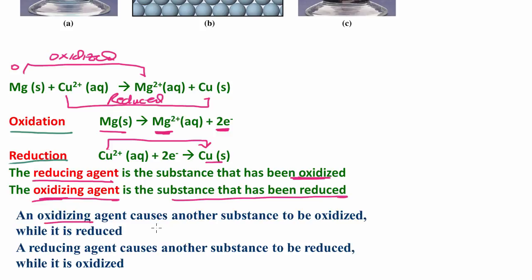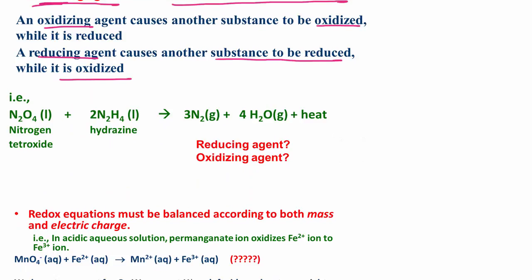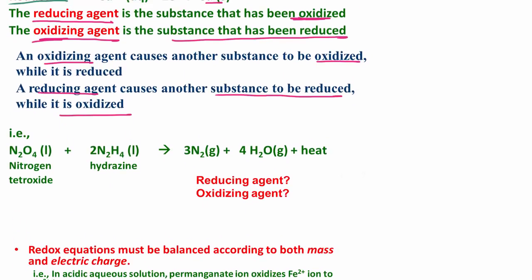Again, an oxidizing agent causes the other substance to be oxidized while it is reduced, and a reducing agent causes the other substance to be reduced while it is oxidized. So let's go ahead and take a look at this equation here, and let's figure out which is the oxidizing agent and which is the reducing agent. Let's take a look at the nitrogen tetroxide. The oxidation number, let me erase this real quick here. There we go. It was in my way.